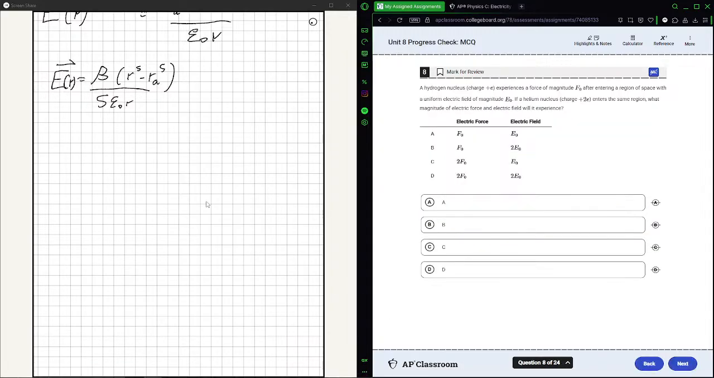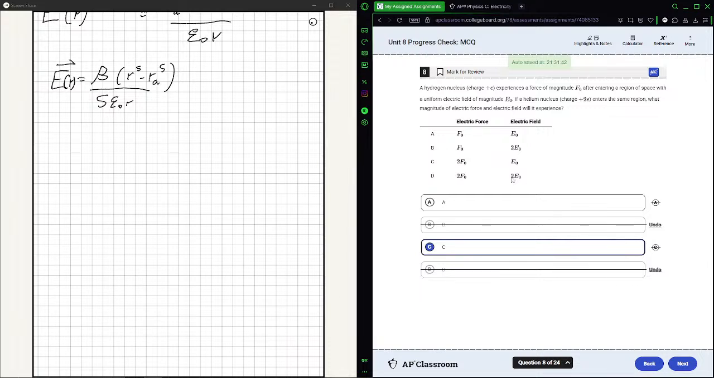Okay, what is this? A hydrogen nucleus experiences a force after entering. This one's stupid. It enters the same thing, so the electric field is going to be independent, right? So we know it's either A or C. I didn't realize the electric field is independent of the second charge, but the force is not independent. So it's going to be C, because force is Q1 Q2, but electric field is just Q1, and Q1 doesn't change. So electric field is constant. Wait, let me see. It's F over Q, not F times Q.